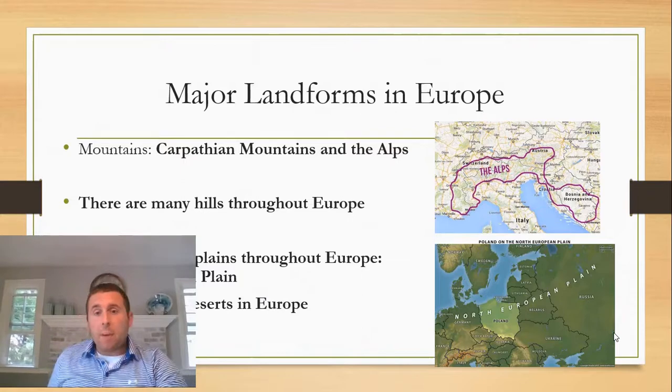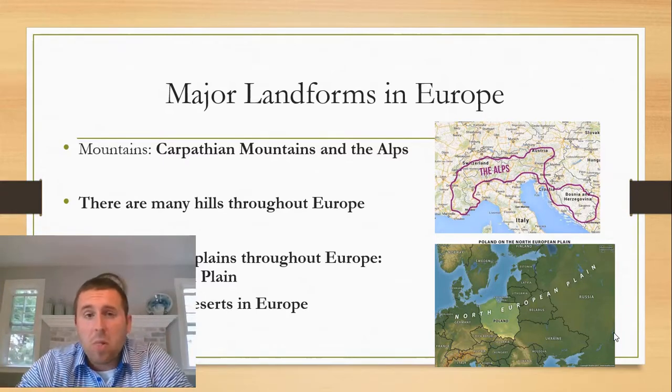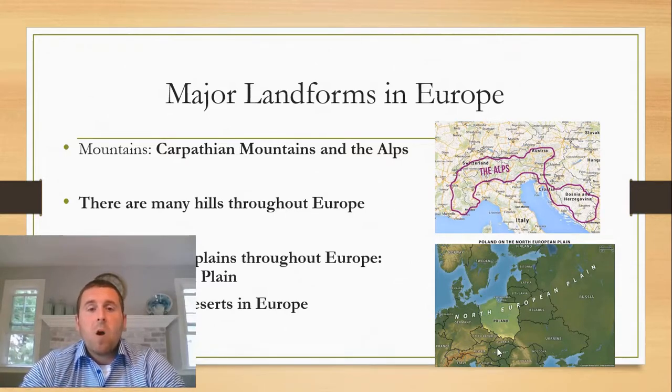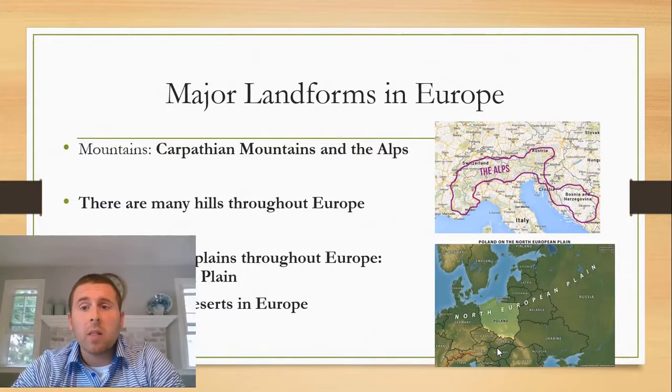The one thing about Europe though is there are no deserts. Europe gets a lot of rain. It's very wet in most places. There's also a lot of snow. Like Norway, Sweden, most of these countries get a decent amount of snow. So if you think about it, their climate is very much like the one we have in New England.